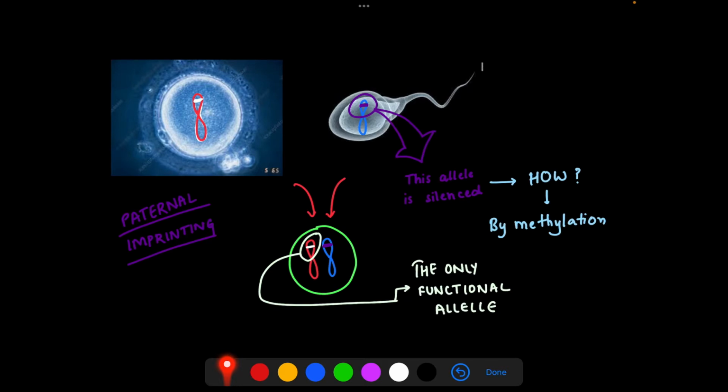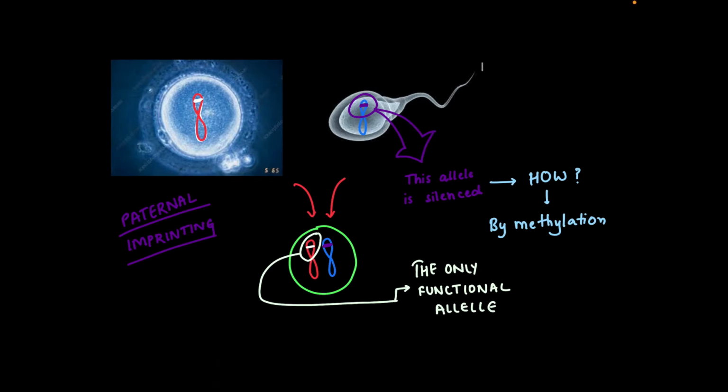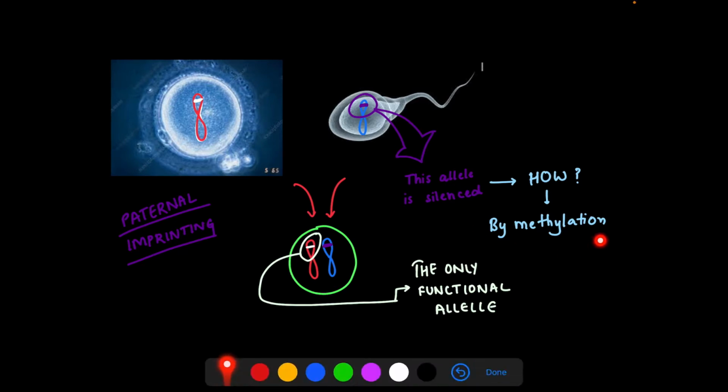Now let's see what happens if the gene is paternally imprinted. Look at the sperm. Look at this allele. This particular allele is silenced. Now, what does that mean? It means that it no longer will be able to transcribe itself. At the molecular level, this mechanism of silencing is occurring by methylation.